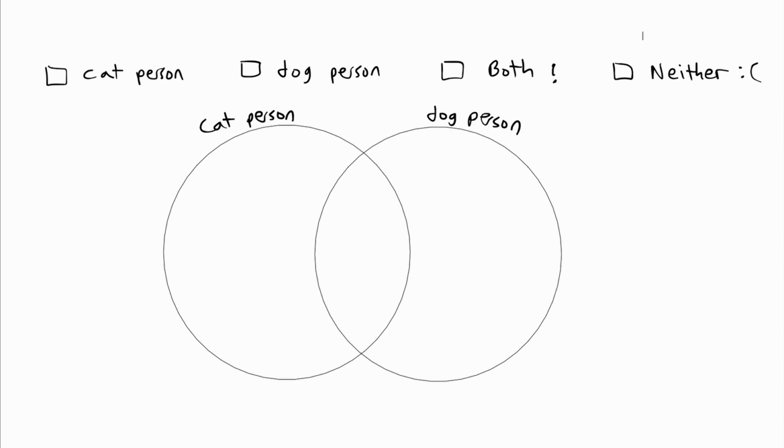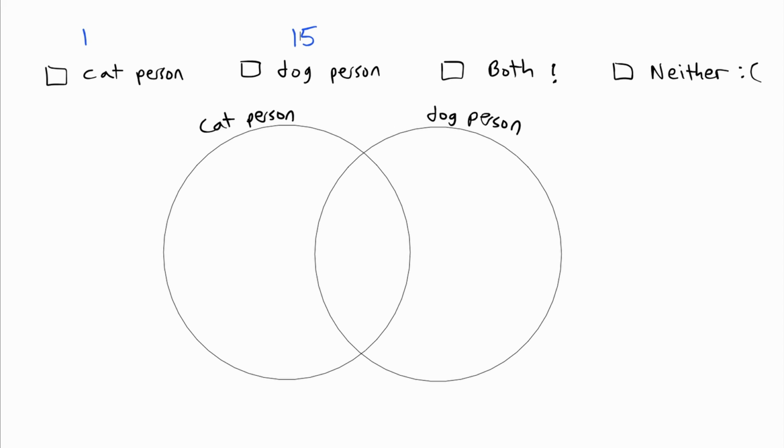How many are cat people? Just me. How many are dog people? Oh wow. 1, 2, 3, 4, 5, 6, 7, 8, 9, 10, 11, 12, 13, 14, 15. Thank you. Quite a bit. Why is there always more dog people than cat people? They can be. All right.